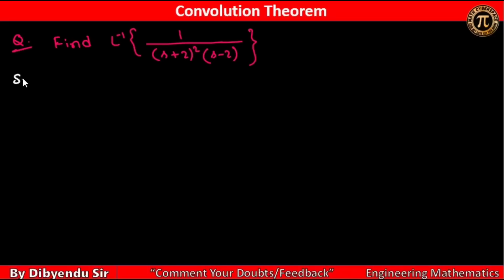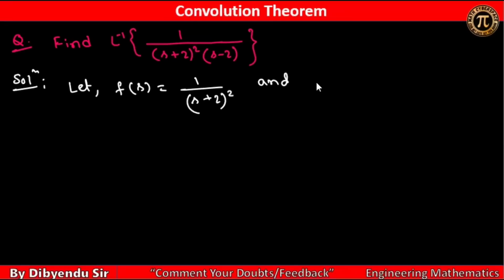So, solution. Let F(s) equal 1 by (s plus 2) whole square, and G(s) equal 1 by (s minus 2). I am taking F(s) as 1 by (s plus 2) whole square and G(s) as 1 by (s minus 2). Now the question is, if I take F(s) as 1 by (s minus 2) and G(s) as 1 by (s plus 2) whole square, in that case can you solve this problem?